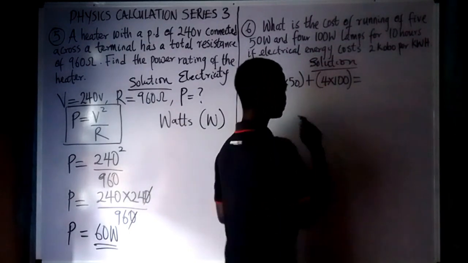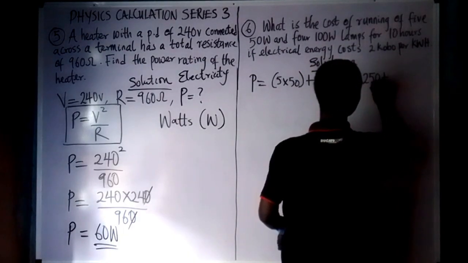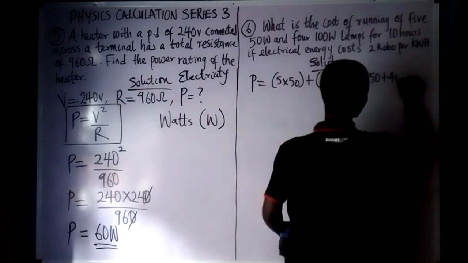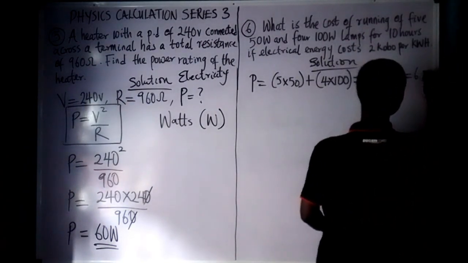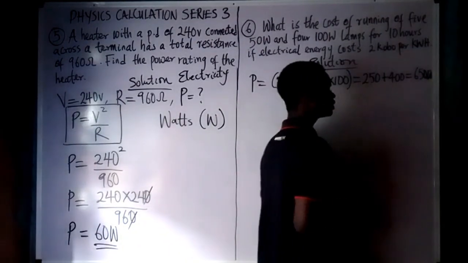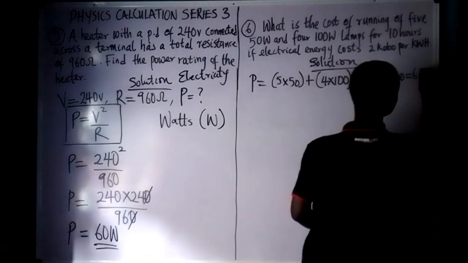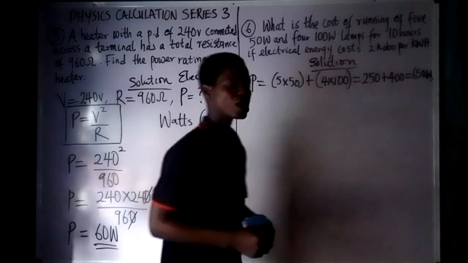So 5 times 50, like we know, is 250. Added to 4 times 100, which is 400. Now, if you do this summation, we are going to get 650. And the unit will be what? Watts. 650 watts. Let me just write it again. 650 watts. Now this is what we have for our power.